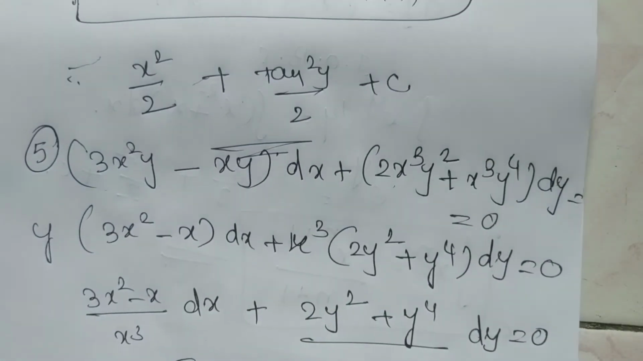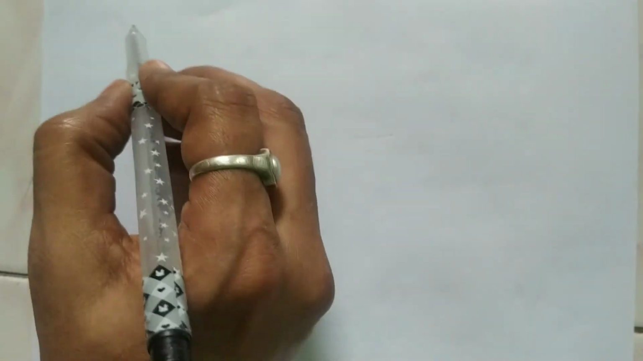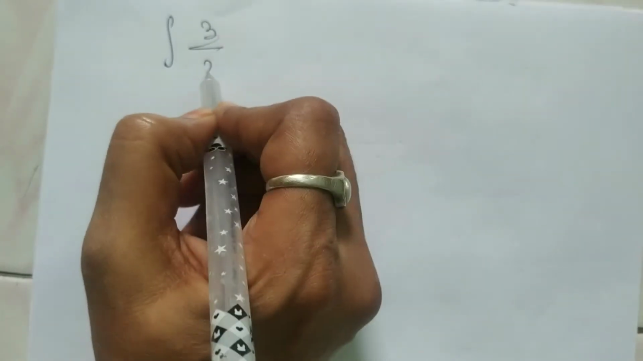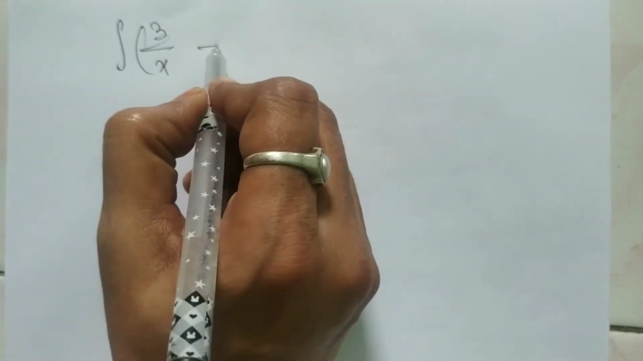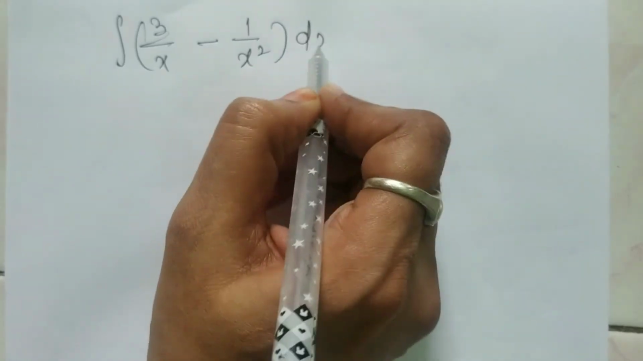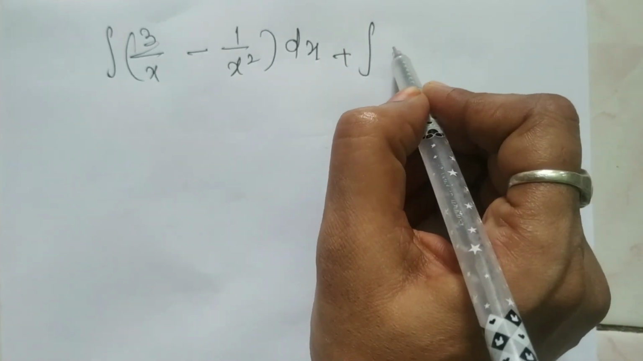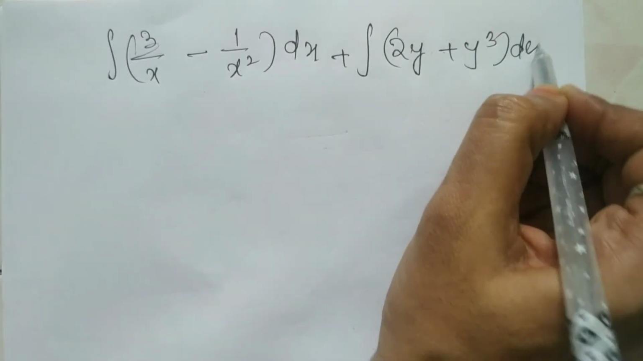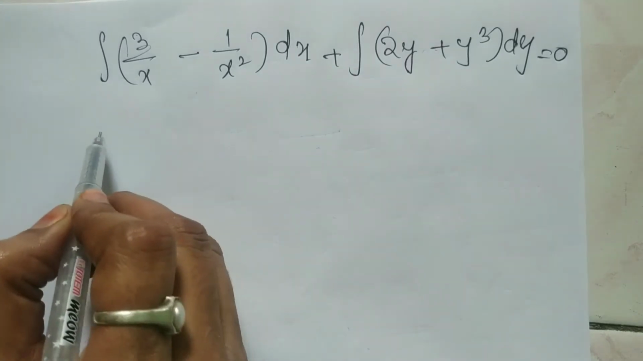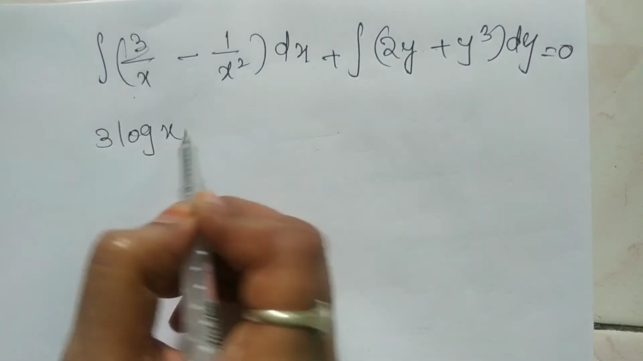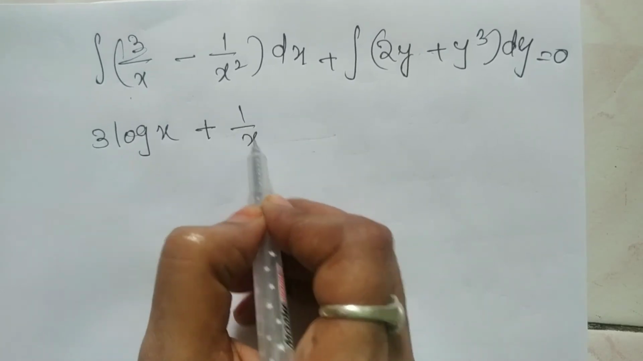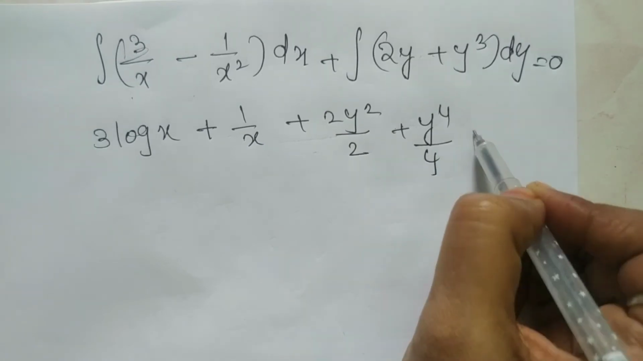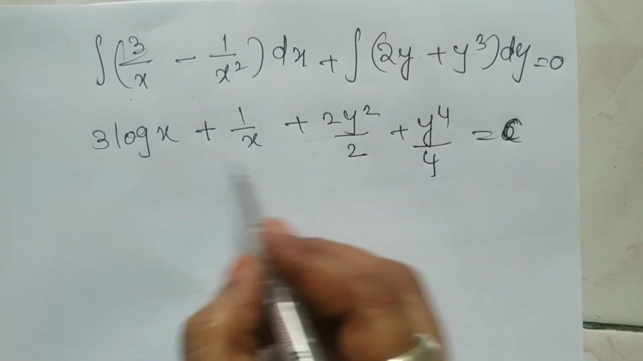Integrating on both sides, integration of 3x square minus x by x cube is nothing but 3 by x minus 1 by x square dx, plus integration of 2y square plus y power 4 by y, that is 2y plus y cube dy equal to 0. Here integration of 1 by x is log x. So 3 log x plus 1 by x plus 2y square by 2 plus y power 4 by 4 equal to constant, that is c.